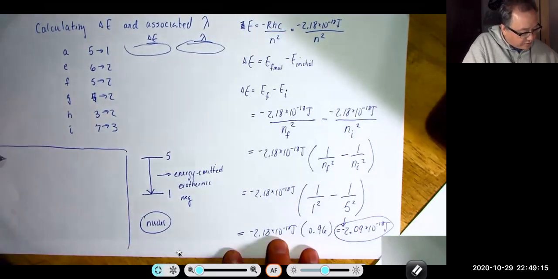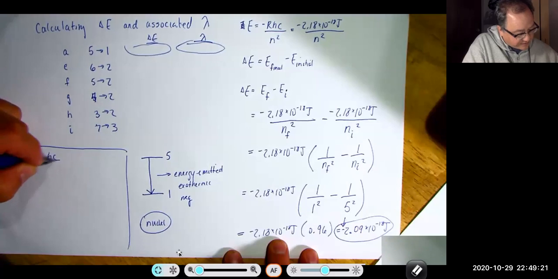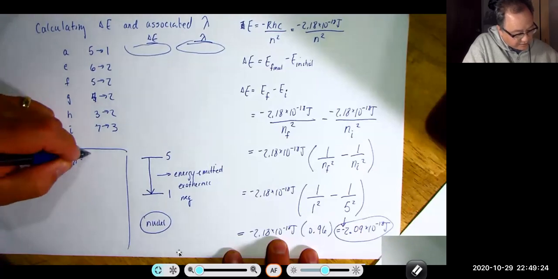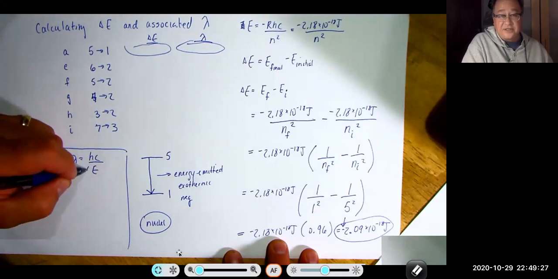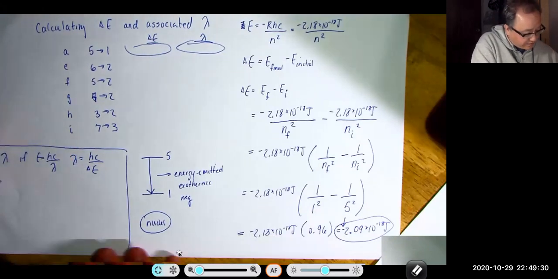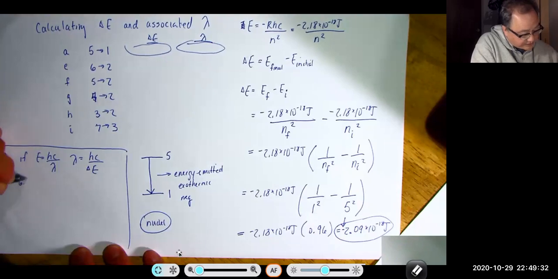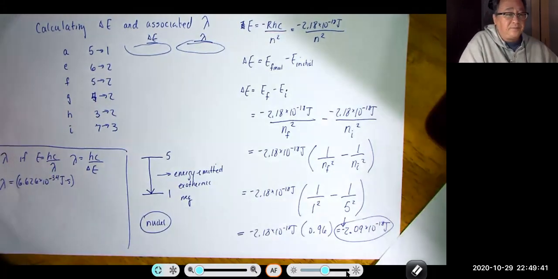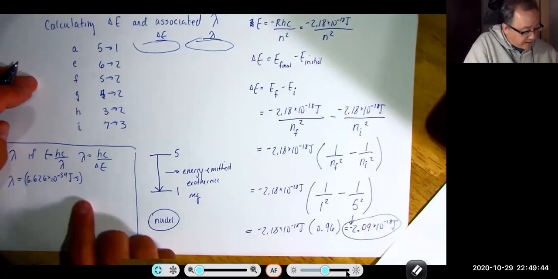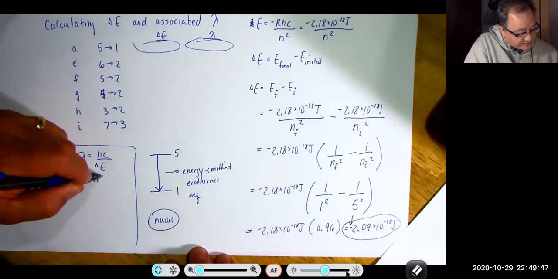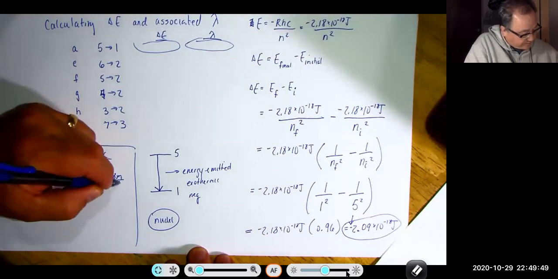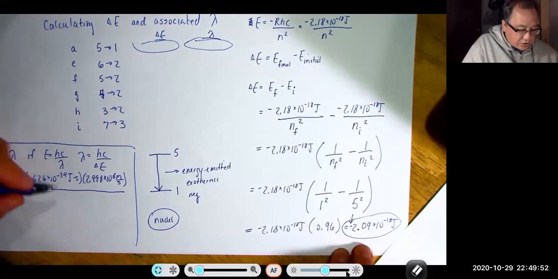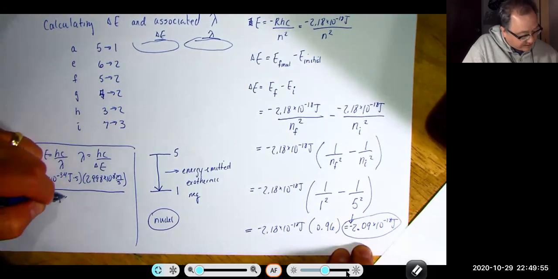Let me show you how to calculate the wavelength. Well, if the energy is hc over lambda, then the wavelength is hc over the energy. And you can put a change in energy there actually to calculate it. So let's calculate the wavelength. We have 6.626 times 10 to the minus 34 joule seconds. And I better make sure that you can see all of this. And it looks like you can. And we have 2.998 times 10 to the 8th meters per second. And then our change in energy was 2.09 times 10 to the minus 18 joules.